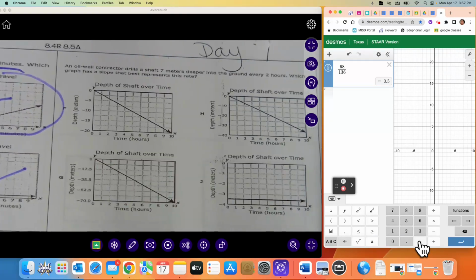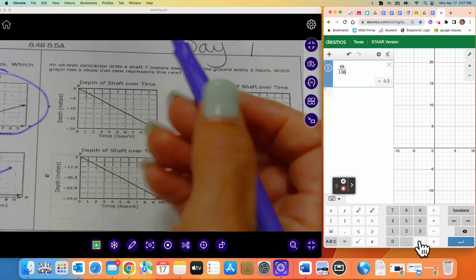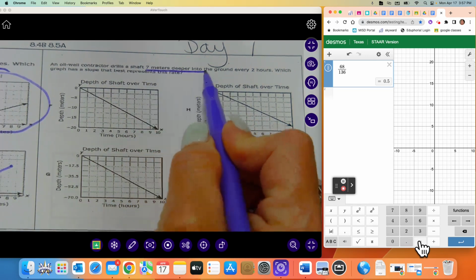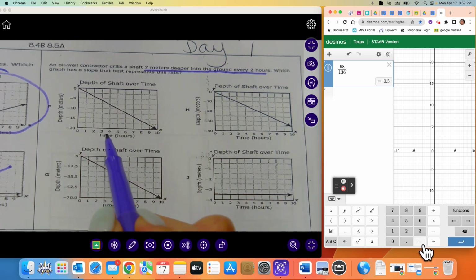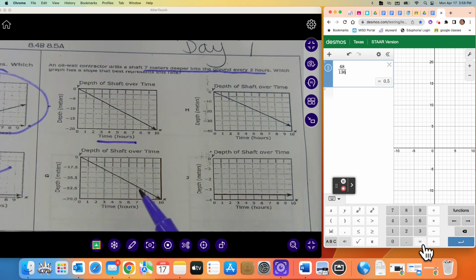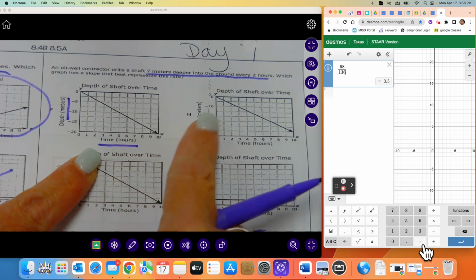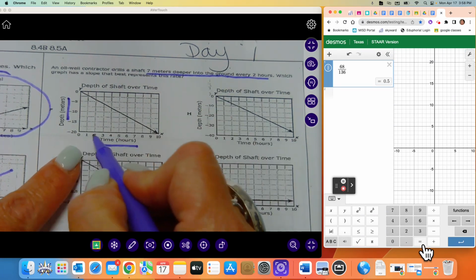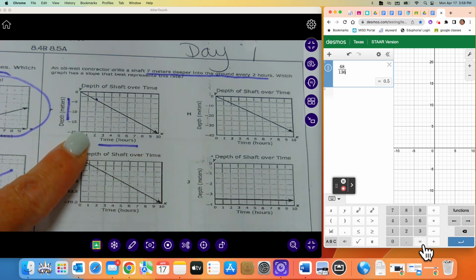Let's look at this next one. An oil well contractor drills a shaft 7 meters deeper into the ground every 2 hours. Which graph has a slope that best represents this rate? So we're going to look and see how these are labeled. These are labeled hours. This is labeled meters. So for hours, we're going to use these numbers. We're going to go over to 2 hours and go up to where it's going to be. So it's up there.